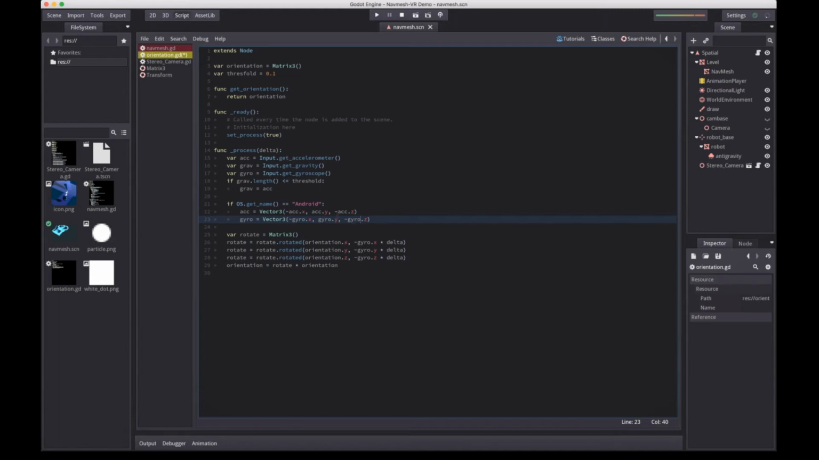The other thing that I wanted to mention quickly about this is that both Android and iOS do have an API to get the orientation matrix of the phone from the OS itself.